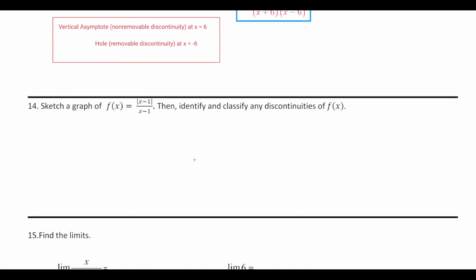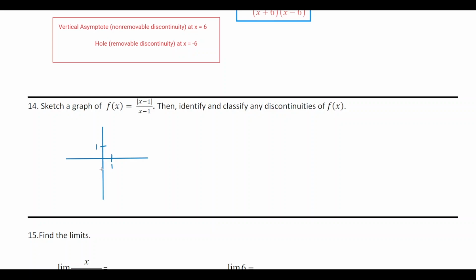Okay, number 14, sketch a graph of this particular jump function. So jump functions are going to equal 1 or negative 1 depending on what this number is right here. Since this is x minus 1, the undefined piece is going to be when x is 1. So when x is 1, y is going to be undefined.